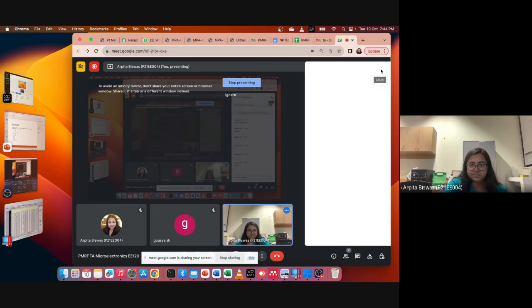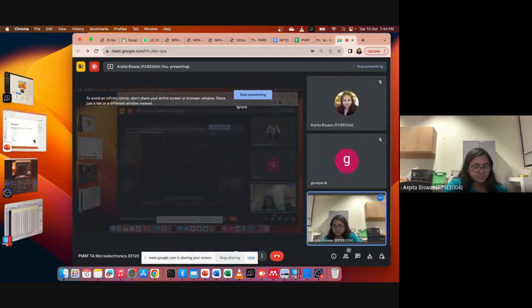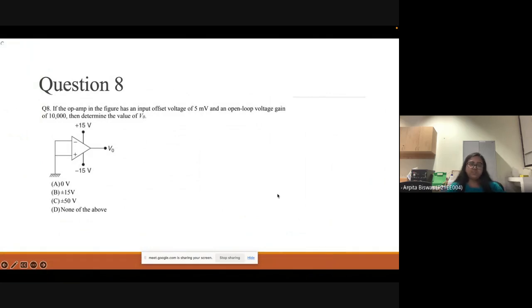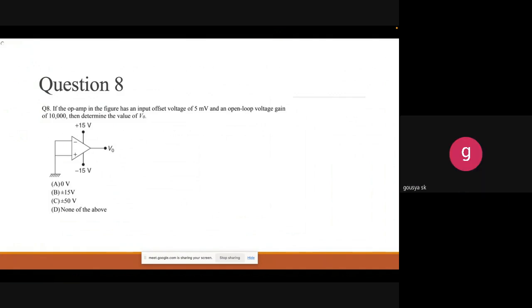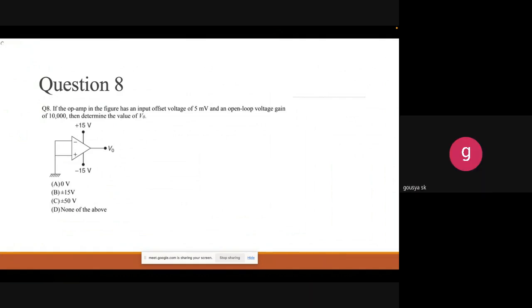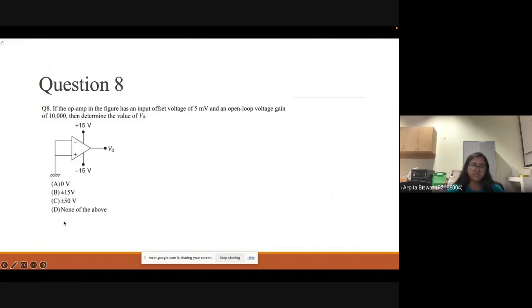Okay. So try to find out the answer. Plus or minus 15 volts. Oh, plus and minus 15. Okay, can you explain a little bit how you have calculated? Yes, the answer is right, but how have you calculated it? Can you please explain a little bit?